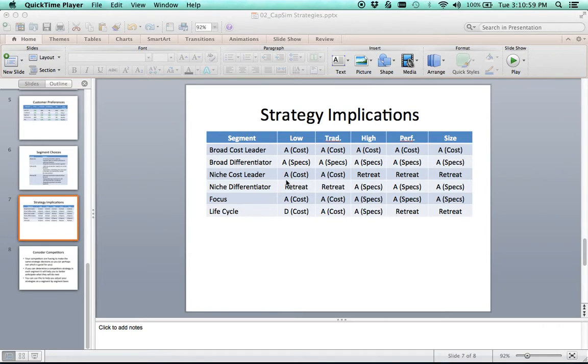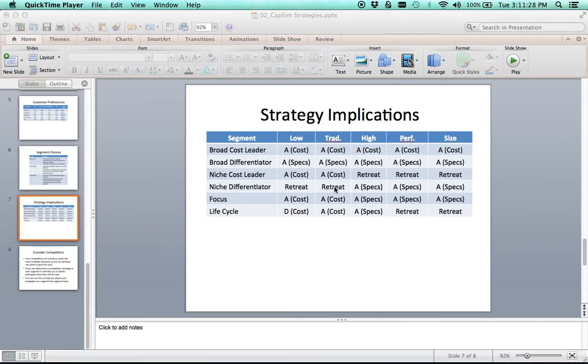Being a niche cost leader means that you're attacking the segments where cost means the most. The low end and traditional means the most to the customers, and you're retreating from the other segments. Niche differentiator, you're retreating from the low and traditional segments that are cost sensitive, and you are attacking the 3 high performance and size segments where product positioning and specs make the most difference to the customers.